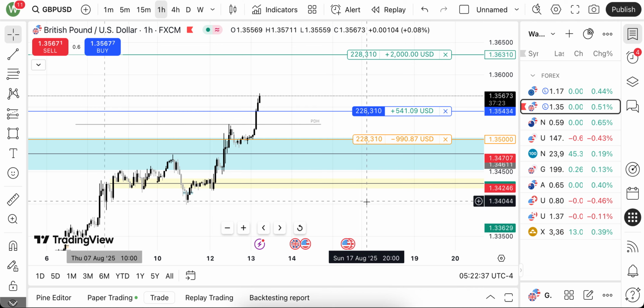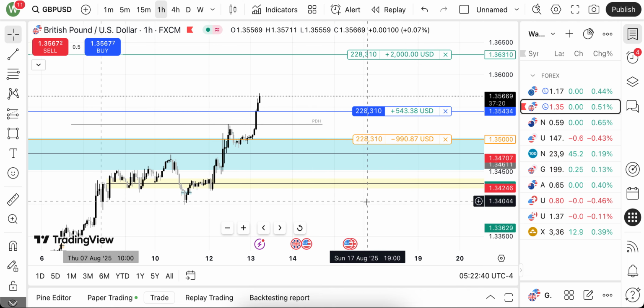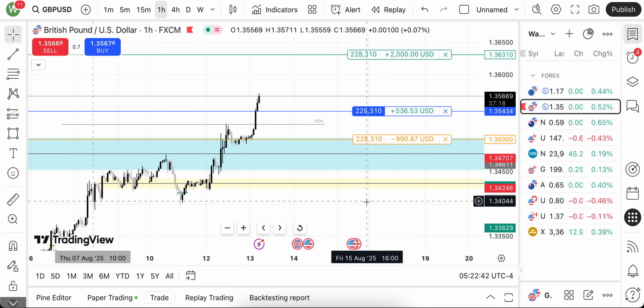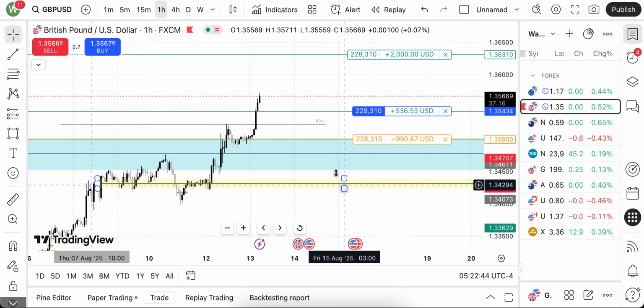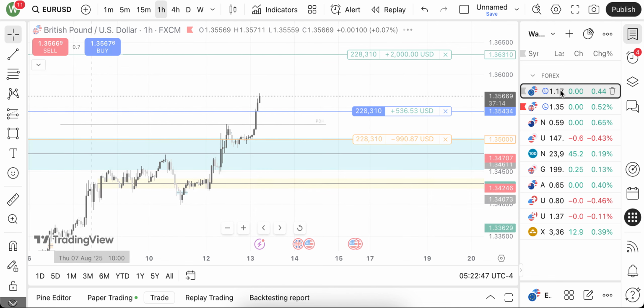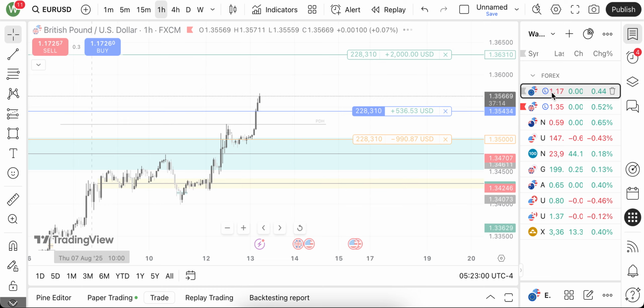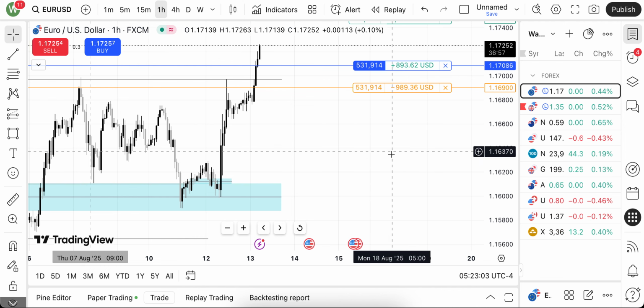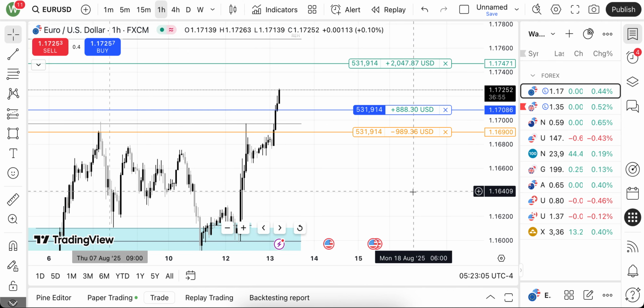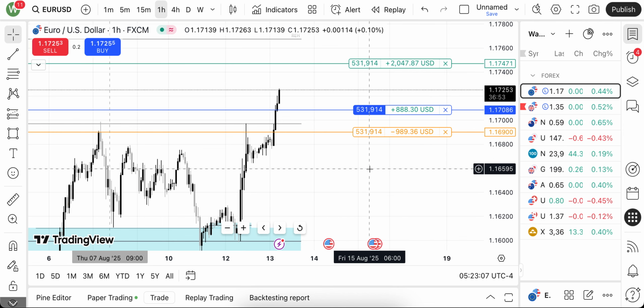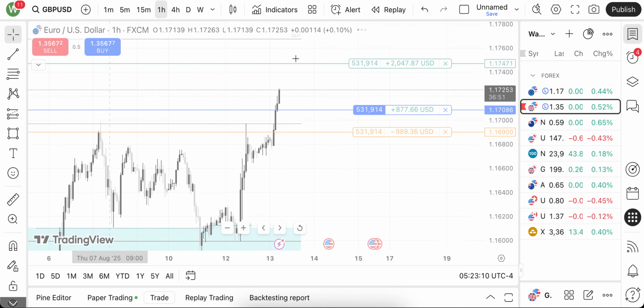Hi guys, good morning. So this is the London morning session for Wednesday, August 13th, and I'm looking at GBP USD. So I typically will go through a number of pairs when I start the day or when I start the week, and determine which one is really showing the most promise. As of today, it looks like GBP USD and Euro USD are the ones who are really showing good signs. So I'll start with GBP USD.